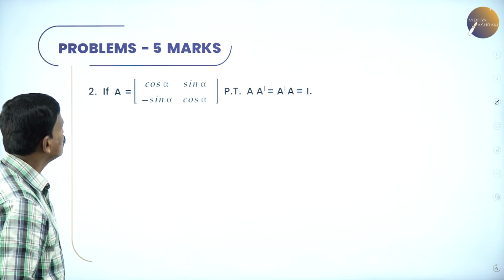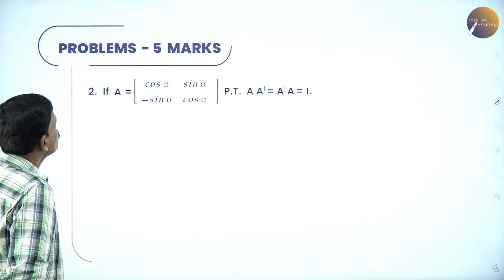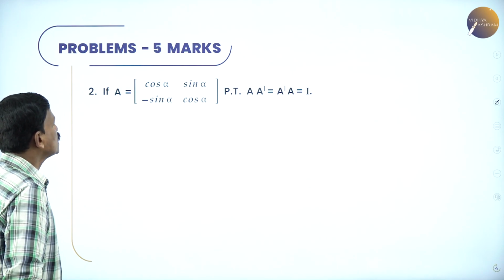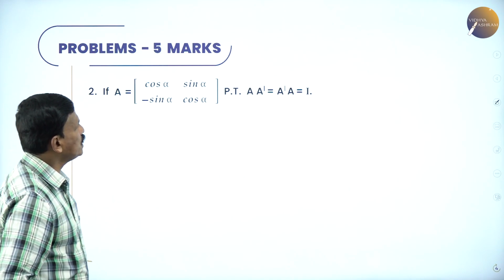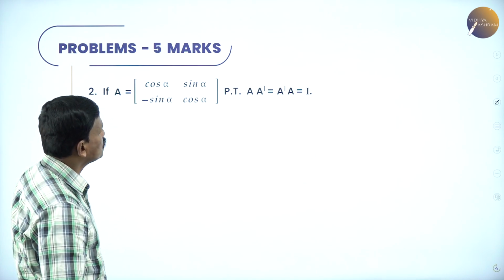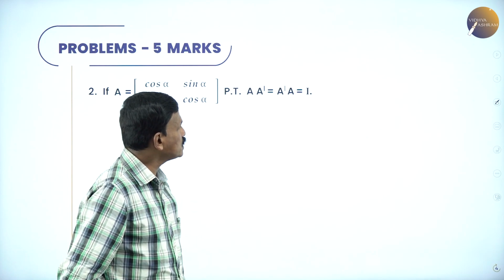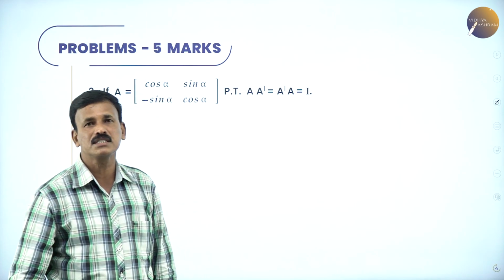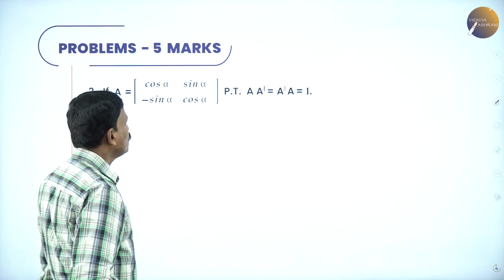Now next come to this problem. Same type problem. What is given? If A is equal to cos alpha, sin alpha, minus sin alpha, cos alpha, prove that A into A' is equal to A' into A is equal to I. Any matrix into its transpose, or transpose matrix into the same matrix, if you multiply you are going to get a matrix which is equal to an identity matrix. Here I is an identity matrix of same order.